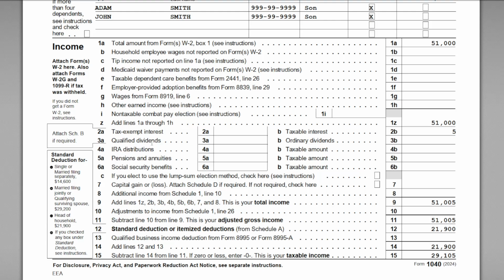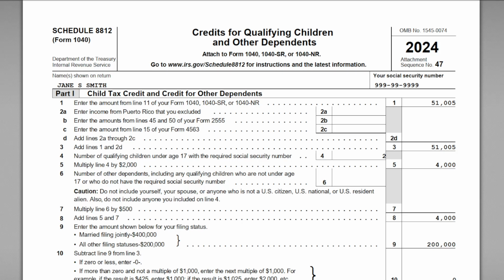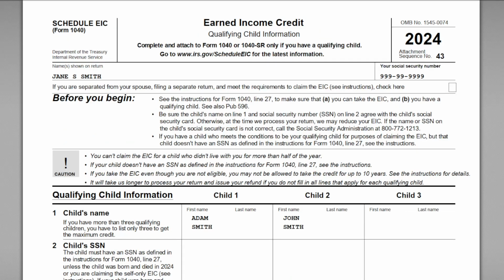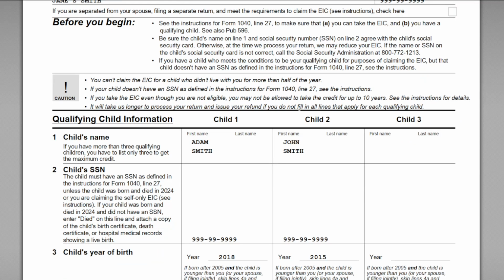So once she's got all that information entered, now she can start to work on how much of the EIC amount she'll be able to claim against her taxes. Starting with the Schedule EIC here, we have the earned income credit for qualifying child information. Complete this for every qualifying child that you're going to use in order to calculate the amount of earned income credit.